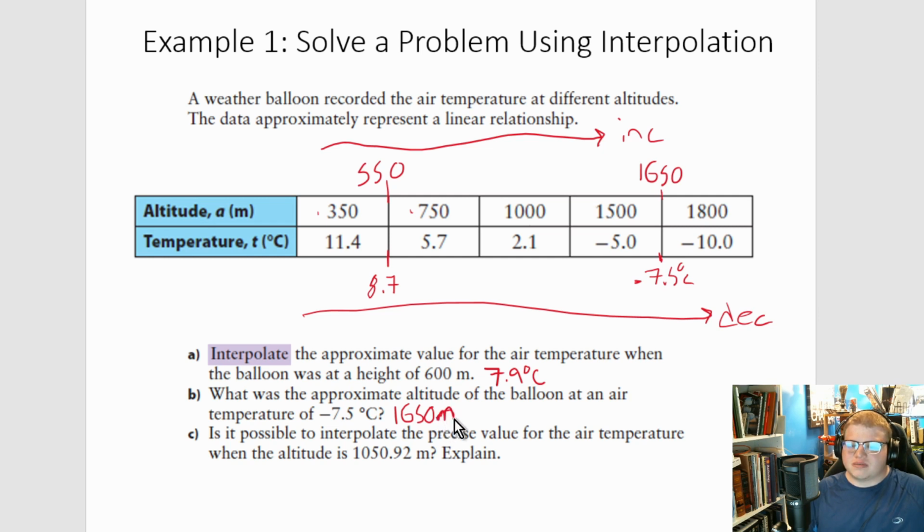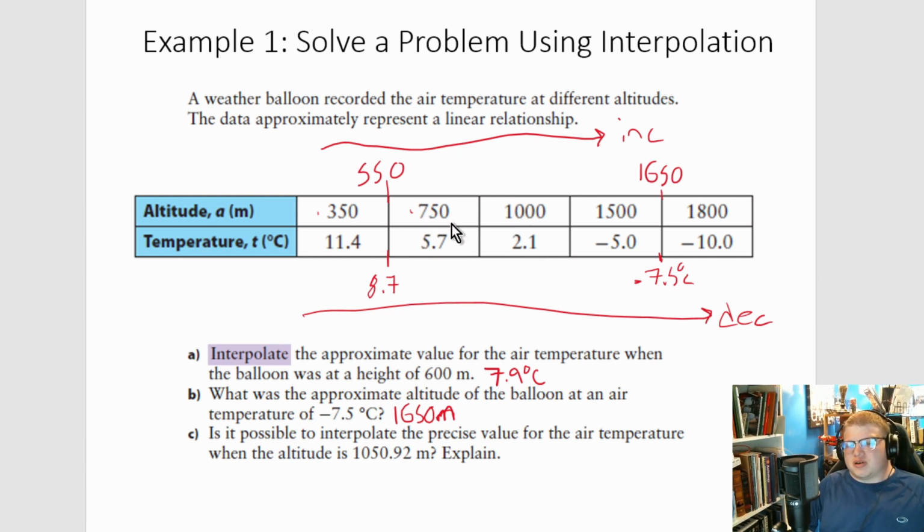1650 meters. And lastly here, it's asking, is it possible to interpolate precise values for the air temperature when they're giving you 1050.92? The answer is no. And the reason is you can't be precise because you're dealing with huge numbers. These are going up by hundreds.